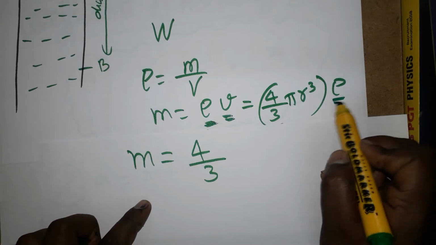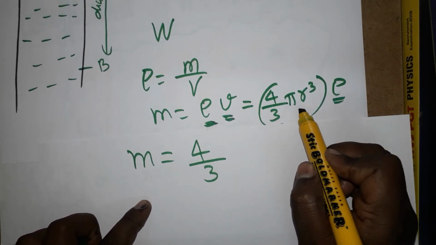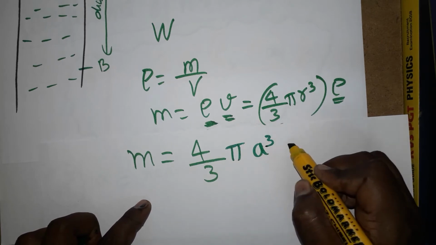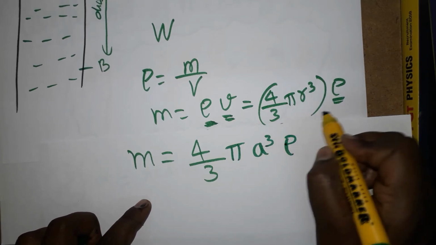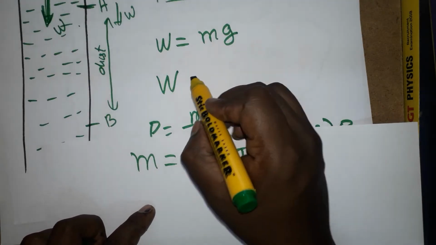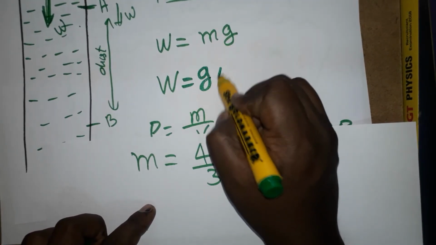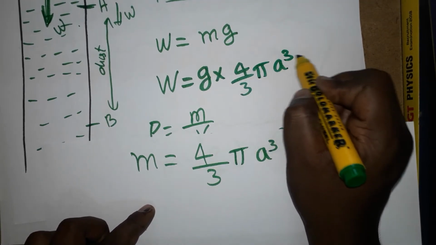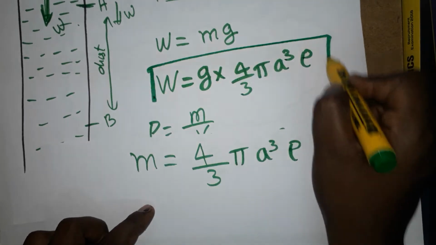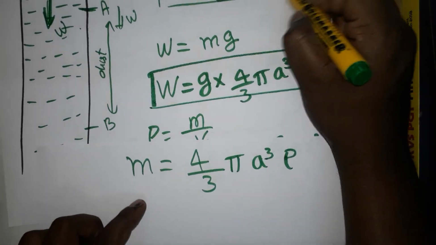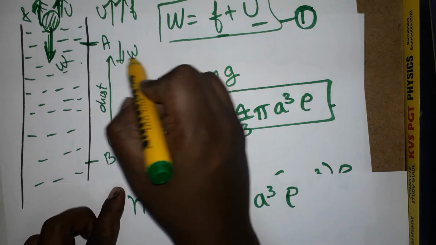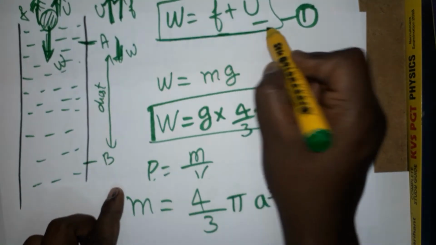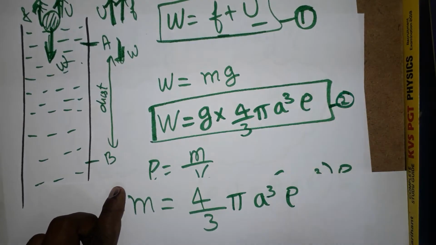Density we take as the density of the sphere ball, and volume is 4 by 3 pi r cube. Here we take the radius as A, so it is 4 by 3 pi A cube into rho. You can take it as r also. So finally I got the weight. Weight is equal to mass into gravity, that is, 4 by 3 pi A cube rho g. This I take as equation 1, because weight acts downwards, while upthrust force and friction act on the opposite side, which I take as equation 2.